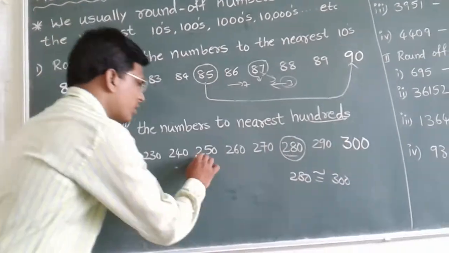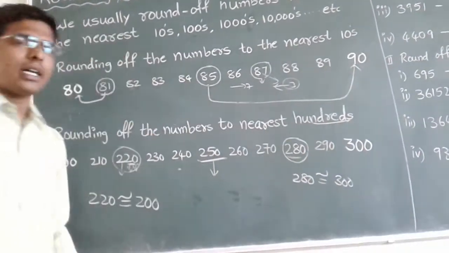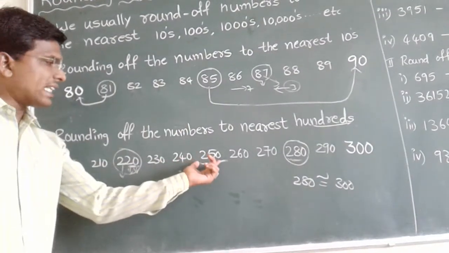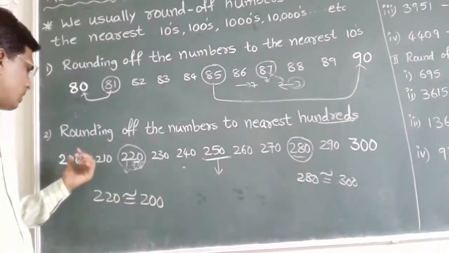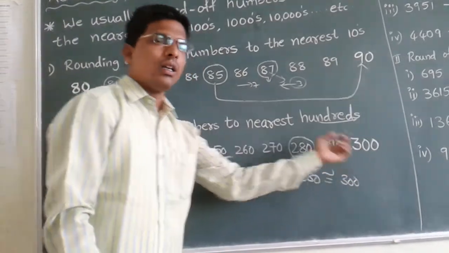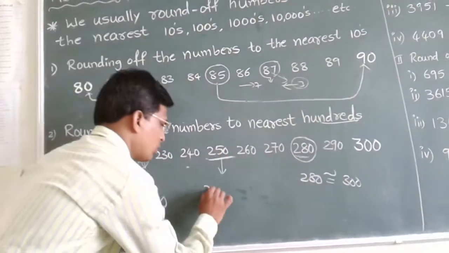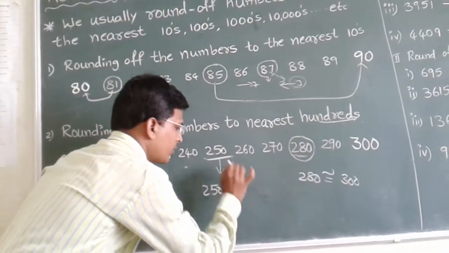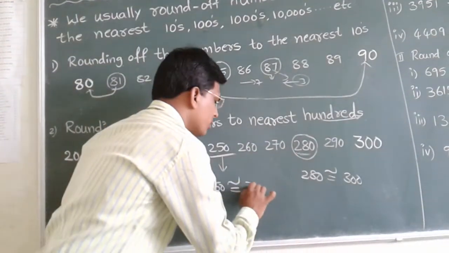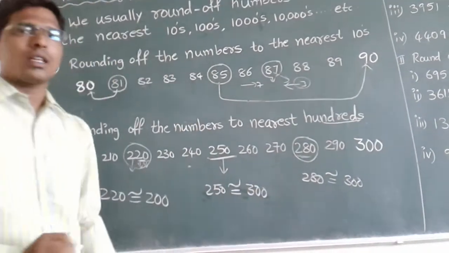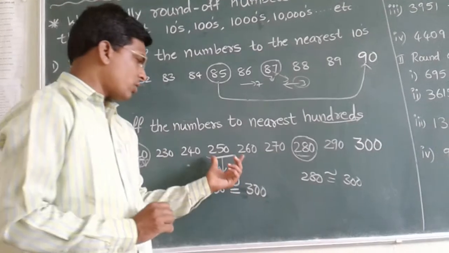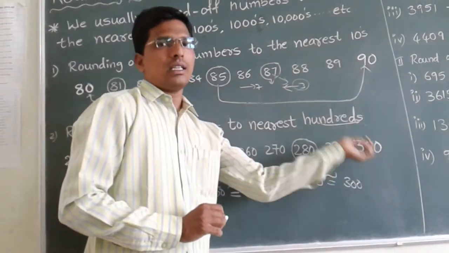Okay. Then what about 250? Again the same. 250 is the exact middle value between 200 and 300. So we can round it off to which value? 300. Generally we round off to the bigger number, that is 300.